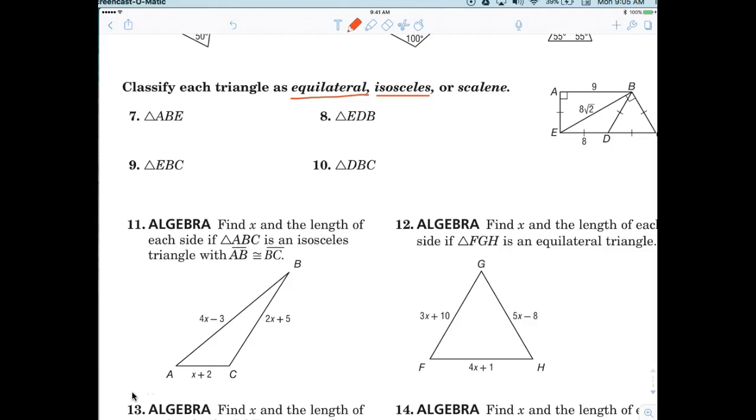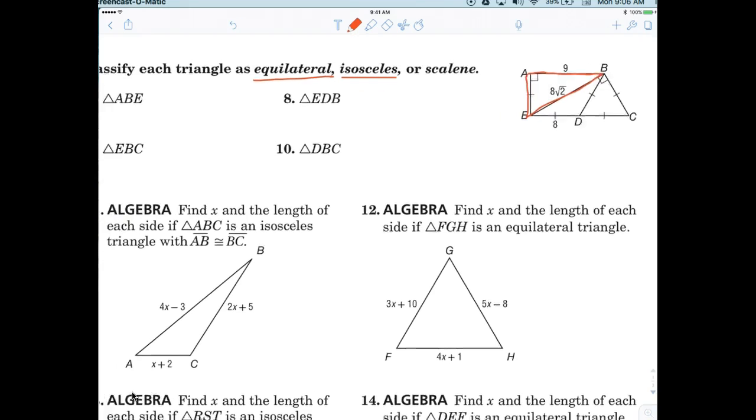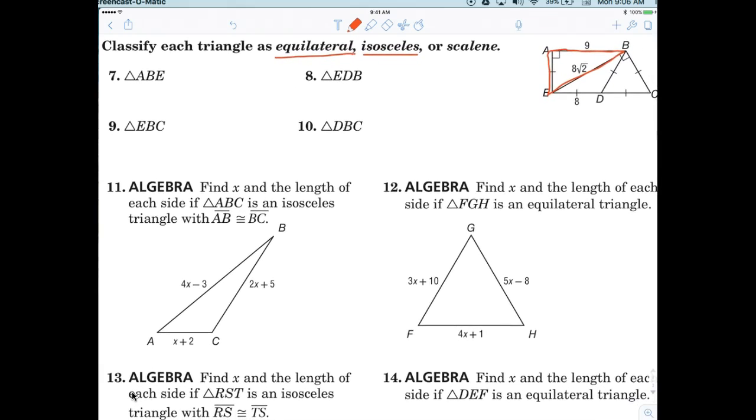So let's take a look. ABE. What is ABE? I think it is, so again, identify quickly. Scalene. All sides are different. E, B, and D. Definitely isosceles. EBC. Very good. Scalene. And DBC is equilateral. Definitely equilateral.